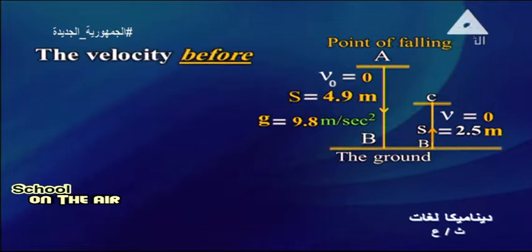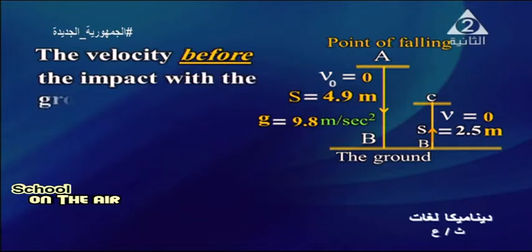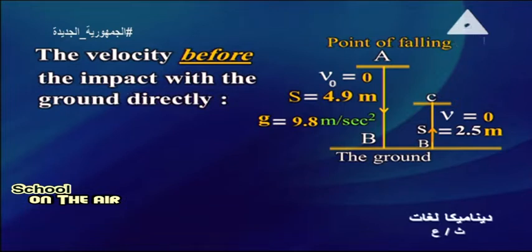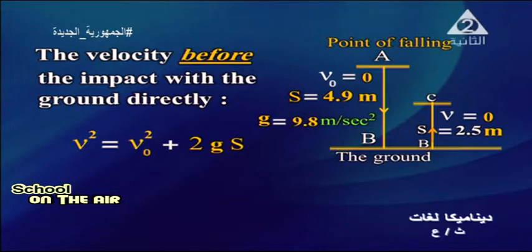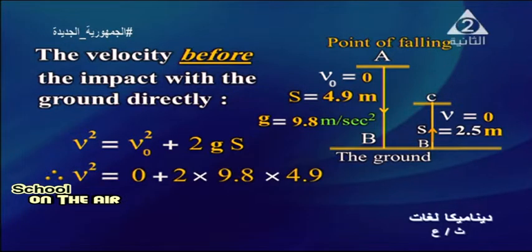Then the velocity before the impact with the ground is directly given by the relation V squared equals V naught squared plus 2GS. V naught equals 0, then V squared equals 0 plus 2 multiplied by 9.8 multiplied by 4.9. Then the velocity before the impact with the ground equals 9.8 meters per second.